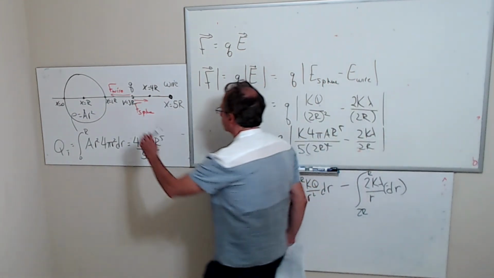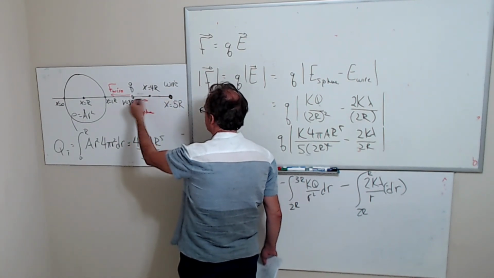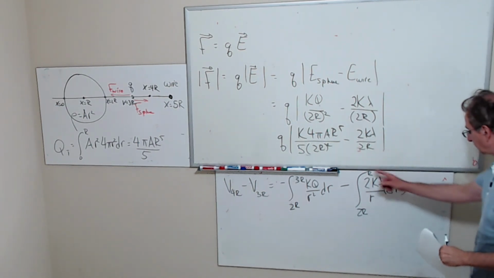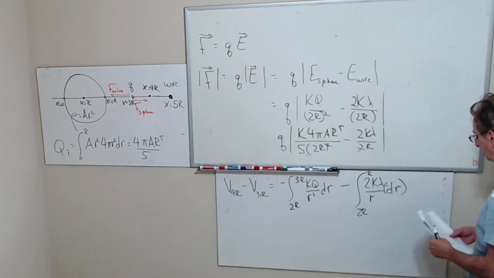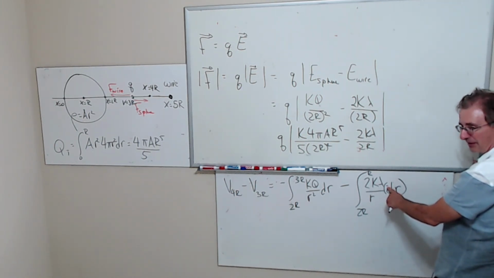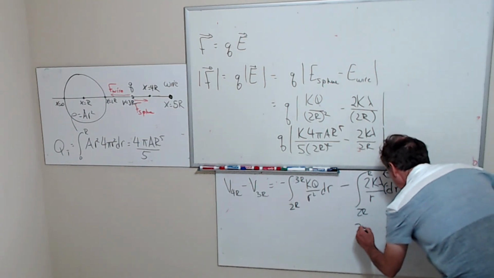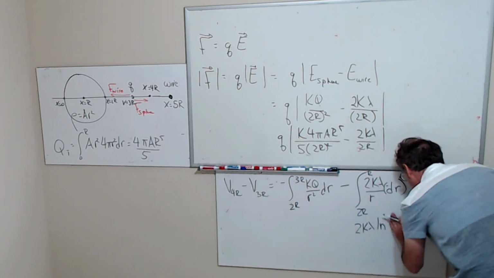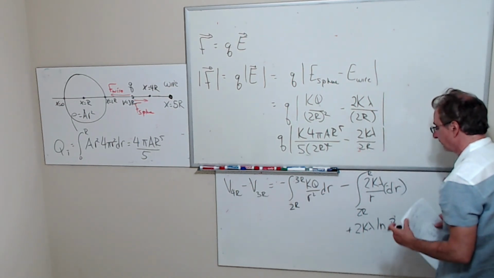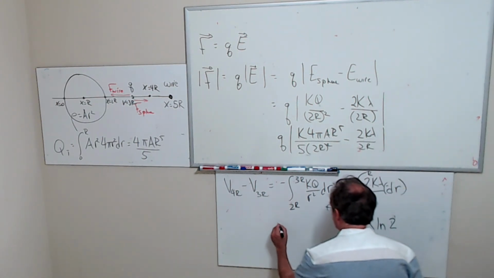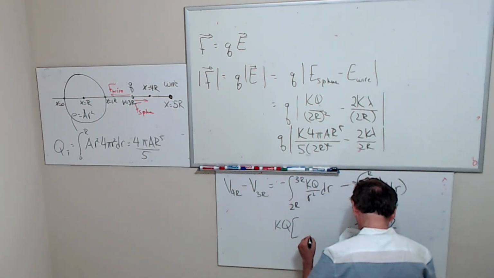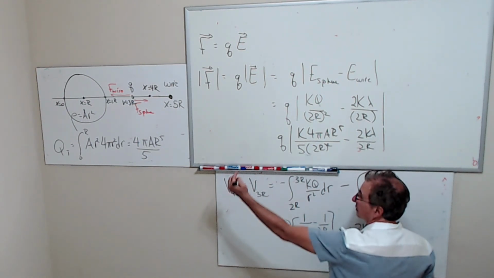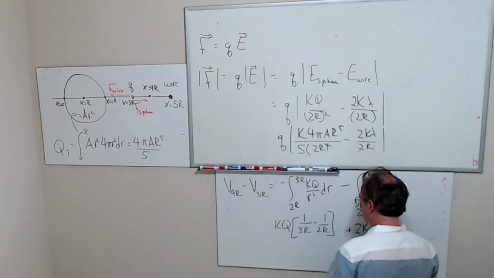And if you're going in this direction, you're going against the direction of the electric field, so the electric potential has to increase. So this whole thing becomes a positive number, which it does. But if I don't take this into account, that doesn't happen. So this is the tricky part. So this part becomes 2K lambda natural log of 2. And then this term becomes KQ times 1 over 3R minus 1 over 2R. And this is negative because if you're going to the right, that charge is positive, the potential will decrease.